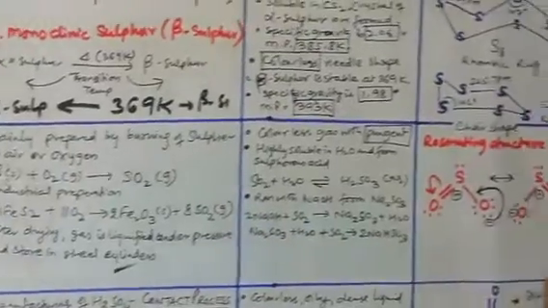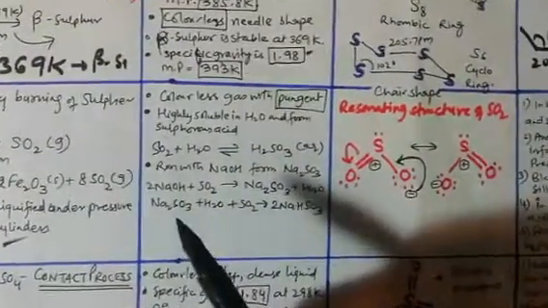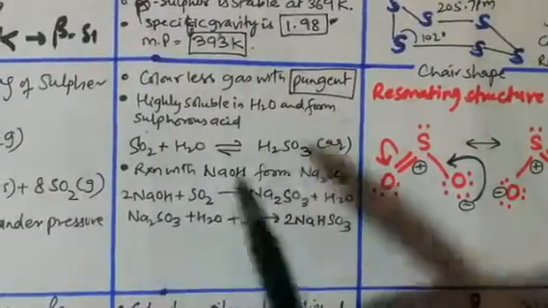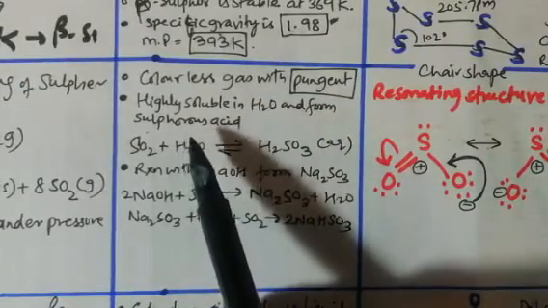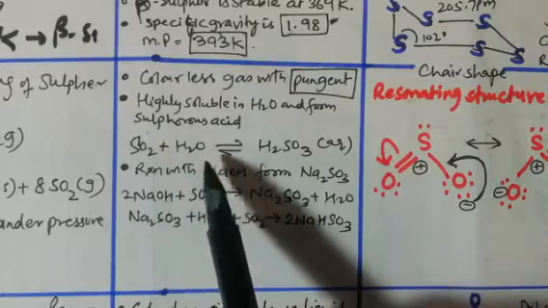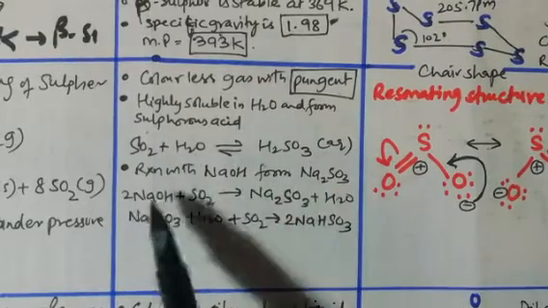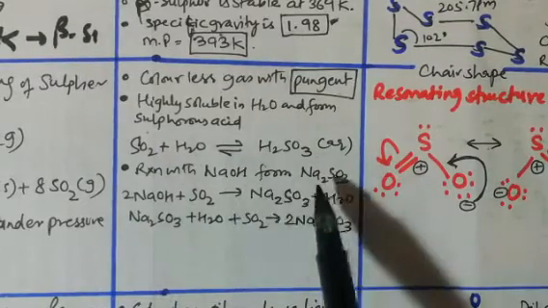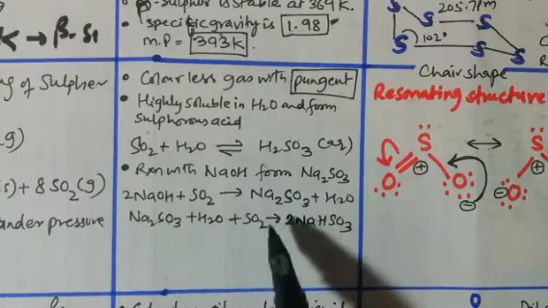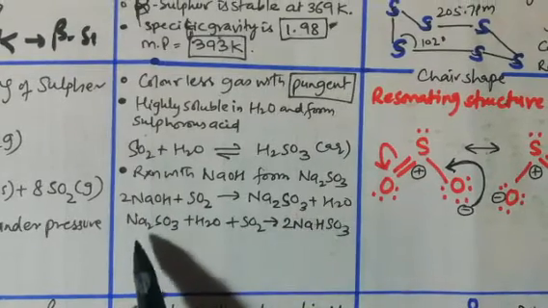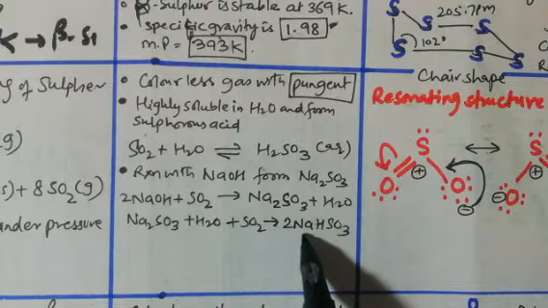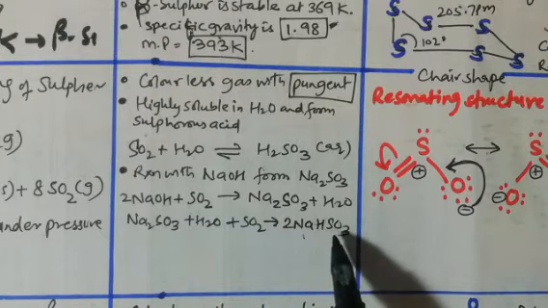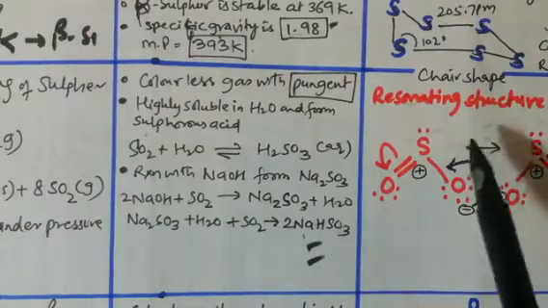Okay, if we talk about its properties, it is a colorless gas with pungent smell, highly soluble in H2O and forms sulfurous acid. When sulfur dioxide reacts with water, it forms sulfurous acid. Its reaction with NaOH and Na2CO3 will give us Na2SO3, and when sodium sulfite reacts with water, it will give sodium bisulfite. Okay, these are the chemical properties.